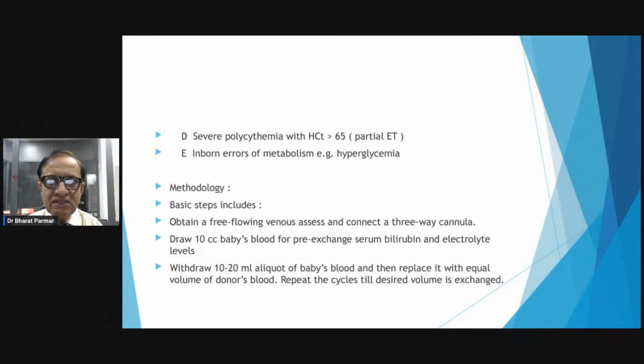So, what is the methodology to give exchange transfusion? The basic steps include obtaining free flowing venous access, connecting a three-way cannula, and drawing 10 cc of the baby's blood for pre-exchange serum bilirubin and electrolyte levels. Then withdraw a 10 to 20 ml aliquot of the baby's blood and replace it with an equal volume of donor blood, and repeat the cycle till the desired volume is exchanged.